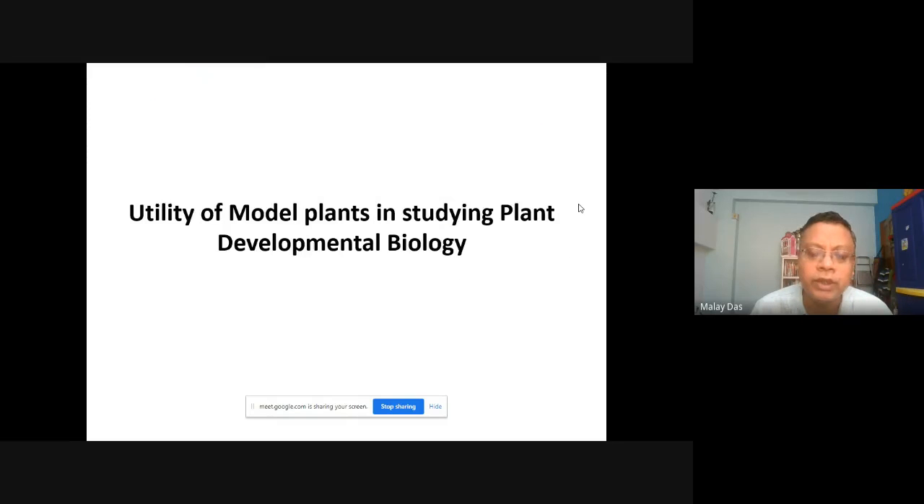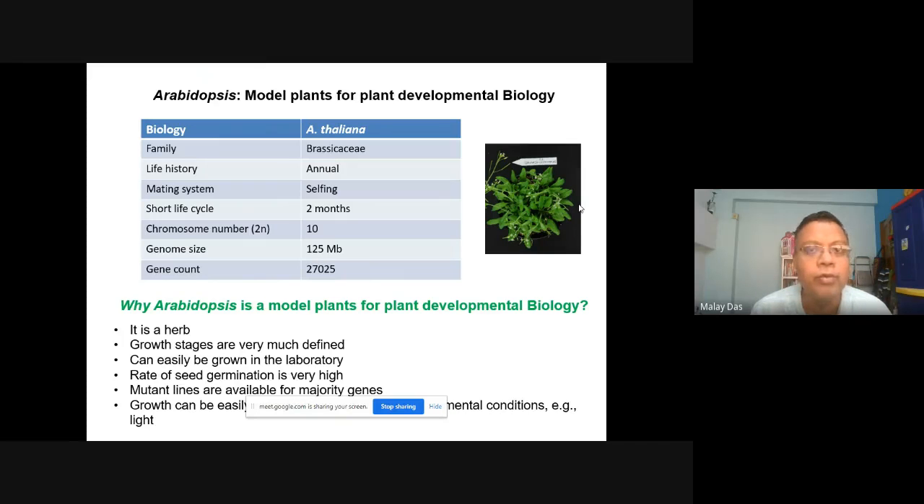But before we start discussing some of those aspects, the first important thing about any developmental biological study is to identify a model system. For plants also, there is one plant known as Arabidopsis thaliana that is being used as a model plant to understand different developmental processes. In my lecture today, I'm going to discuss why Arabidopsis, and why particularly this plant species is being used as a model plant for plant developmental biology.